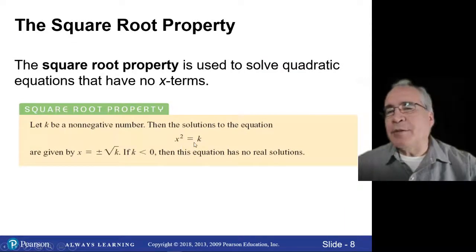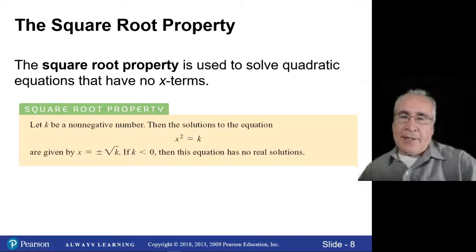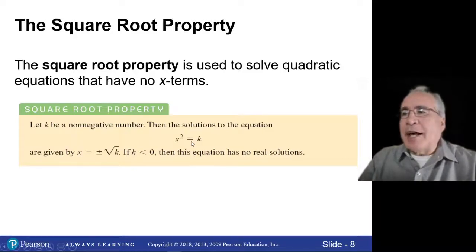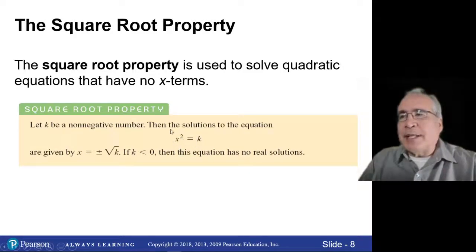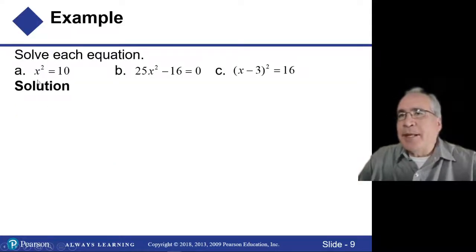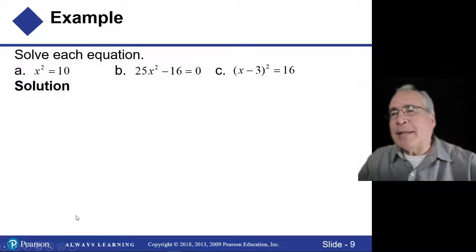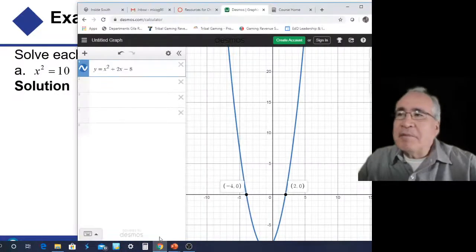If you get x squared equals a number, we could bring that number over and graph it and find all that kind of stuff. However, there's also the square root. If I take the square root of both sides, what I find is that my solution is plus or minus the square root of k, in this case, some number. So let's look at an example. X squared equals 10. So we take the square root of both sides. So I'm going to get x equals plus or minus the square root of 10. I've got to remember to get that plus or minus, or let's just graph it.